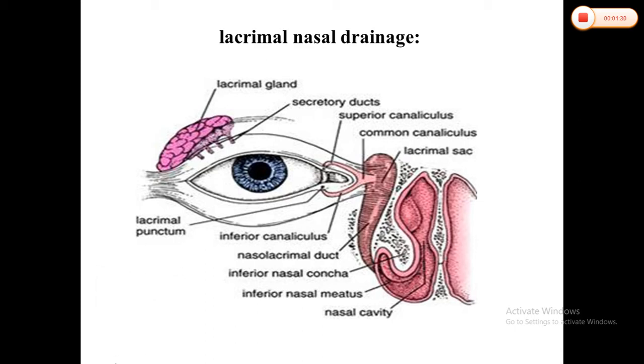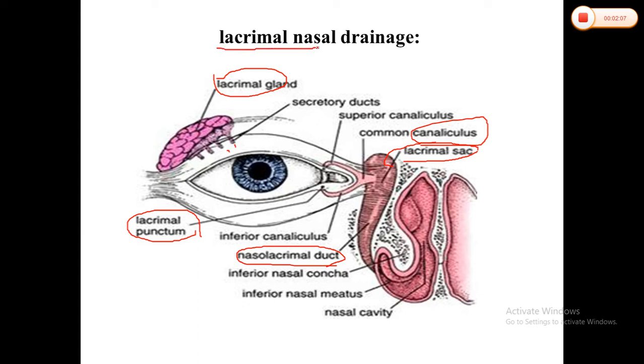The important parts in a lacrimal nasal drainage system are the lacrimal glands, lacrimal punctums, canaliculus, lacrimal sac, and basically the nasolacrimal duct. So the movement of the tears which are secreted from these glands, traveling through this route, is the total process called lacrimal nasal drainage.